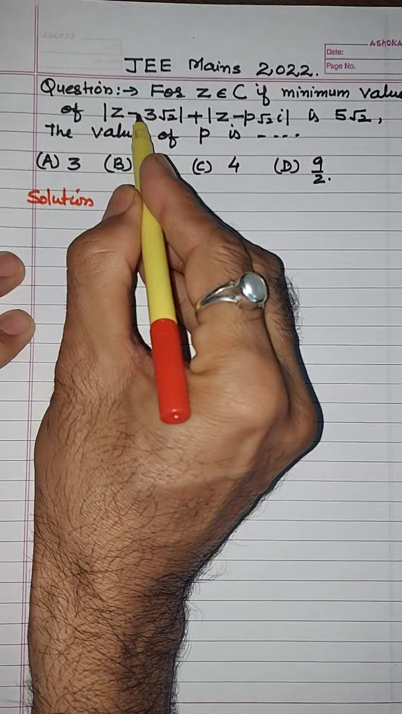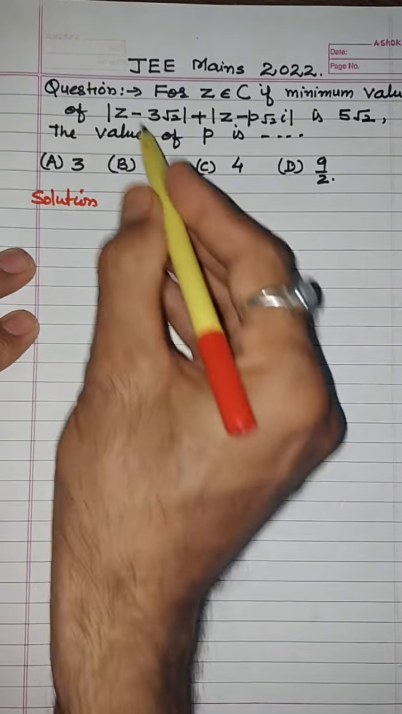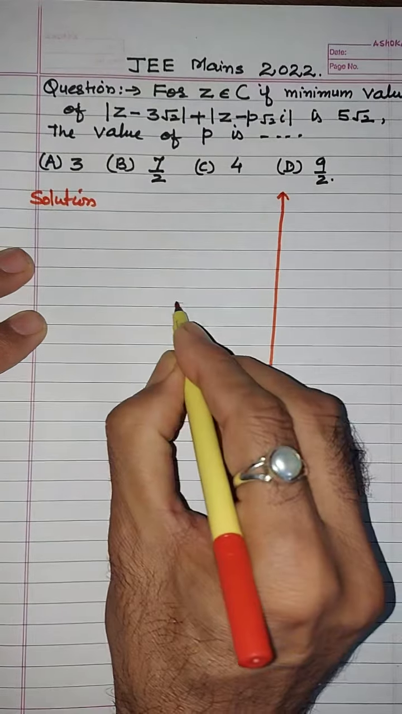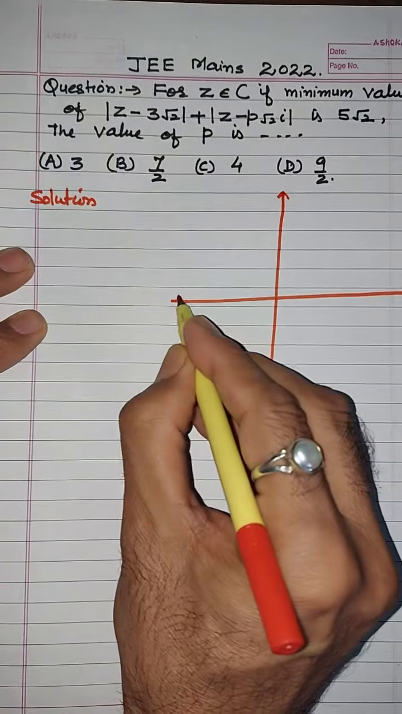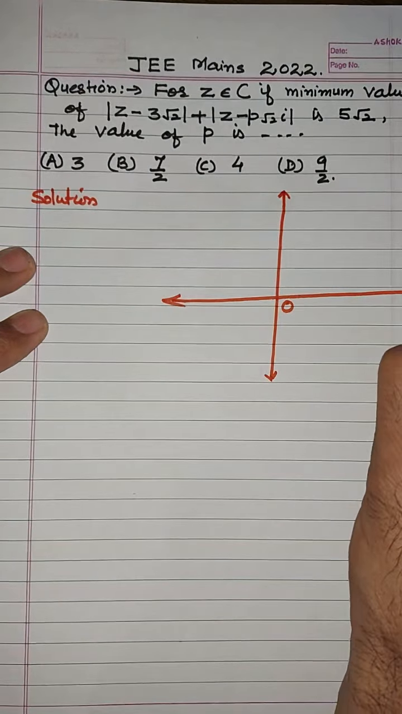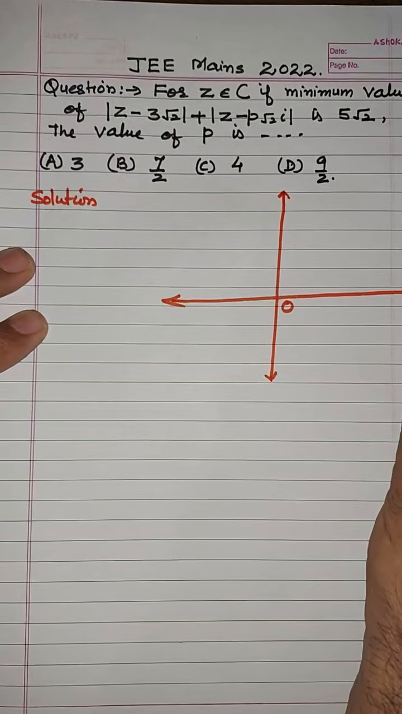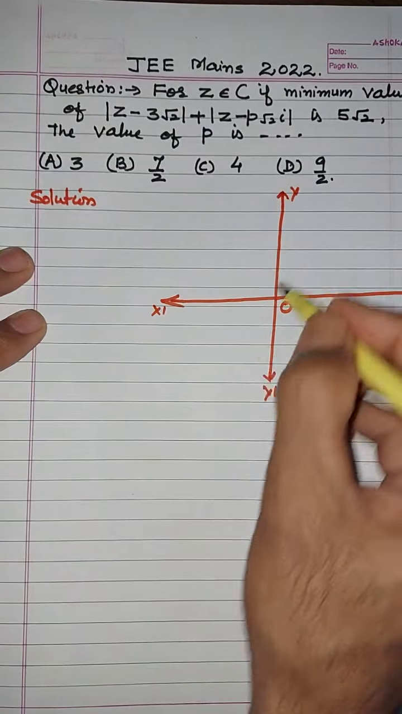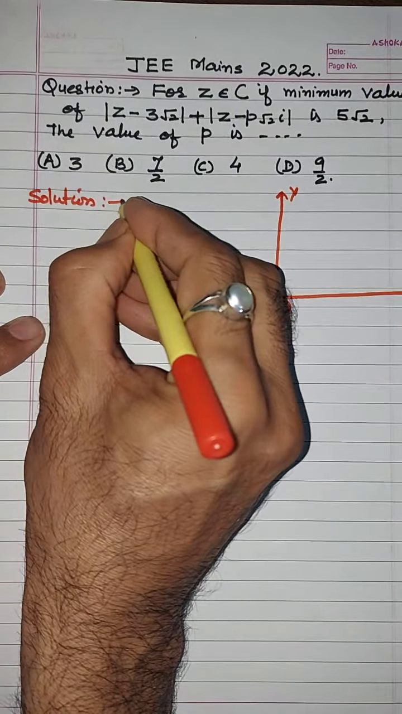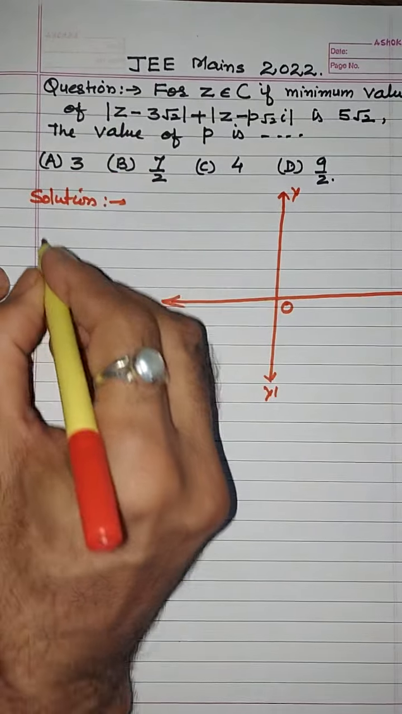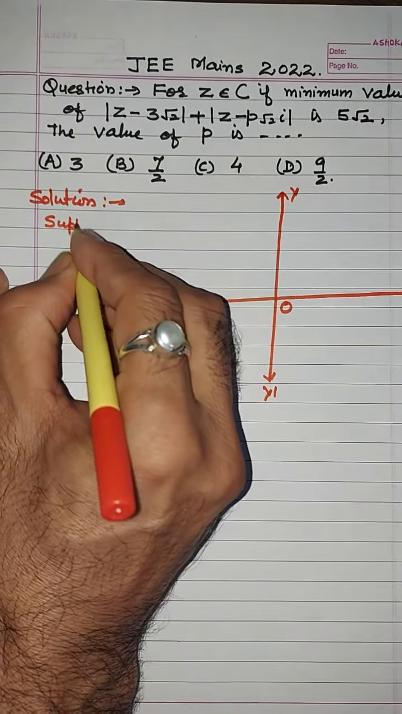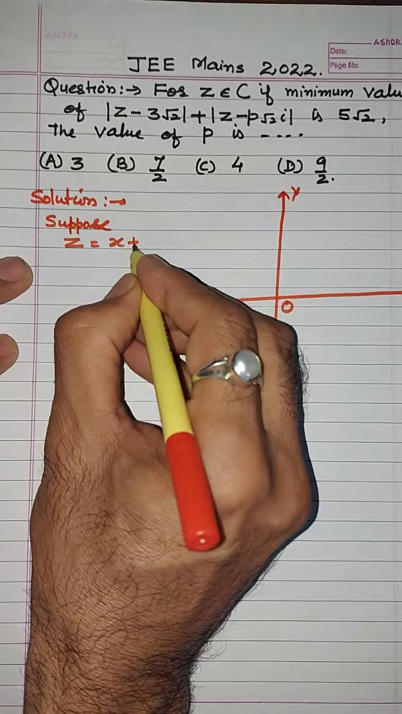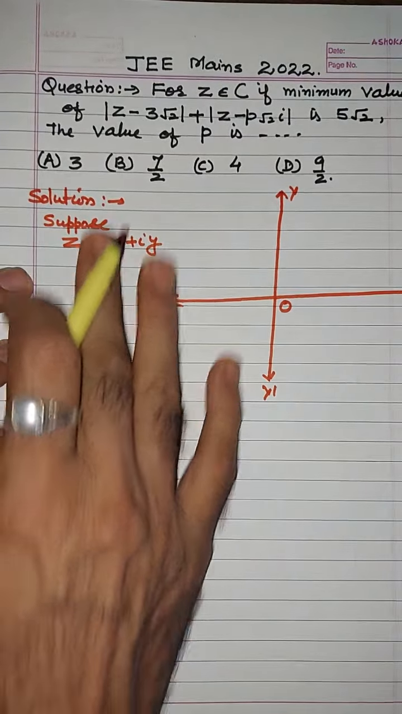First of all, we will understand in the solution what this modulus of z minus 3 root 2 is. Now let us draw the diagram here. This is the origin, this is the real axis, x dash, and this is the imaginary axis. Now, for understanding, suppose z is x plus iota y, any complex number.